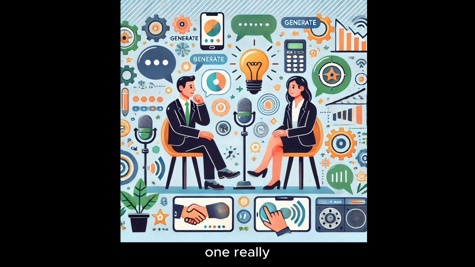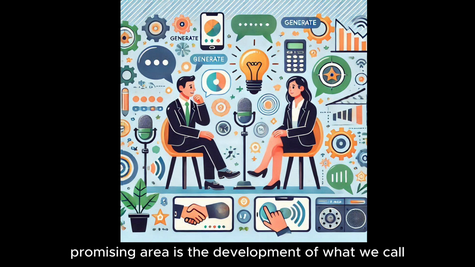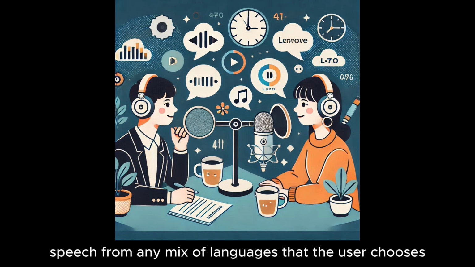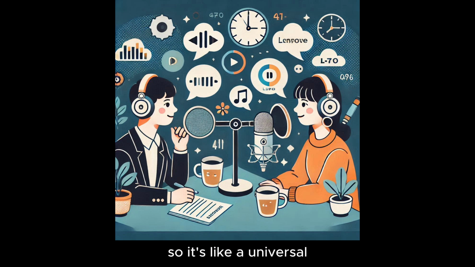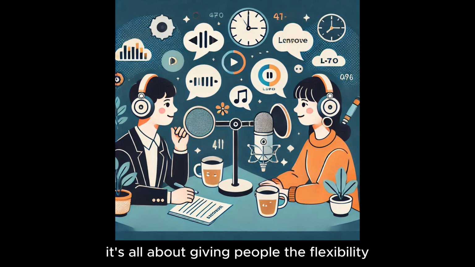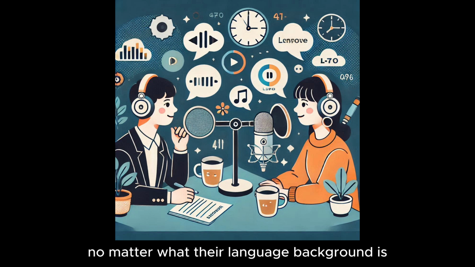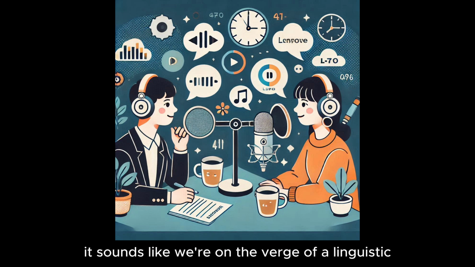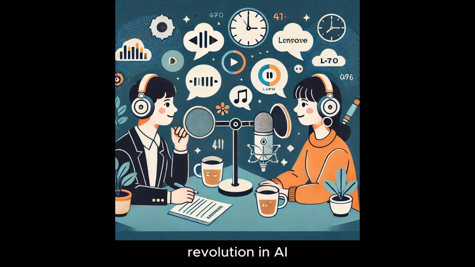Makes sense. But one really promising area is the development of what we call configurable multilingual models, or CMMs. What are those? So these are AI models that you can customize to recognize speech from any mix of languages that the user chooses. So it's like a universal remote control for understanding language. That's a great analogy. It's all about giving people the flexibility to communicate naturally no matter what their language background is. This is blowing my mind. It sounds like we're on the verge of a linguistic revolution in AI. It really does feel that way.